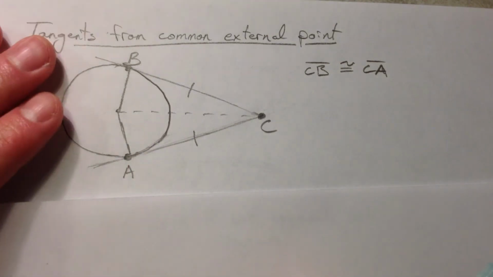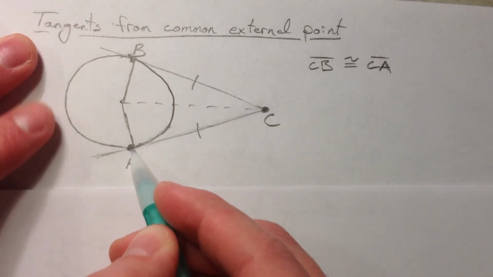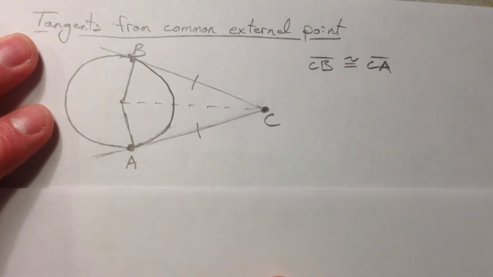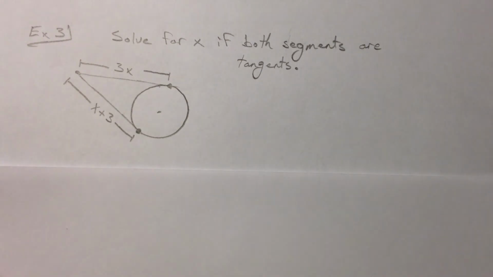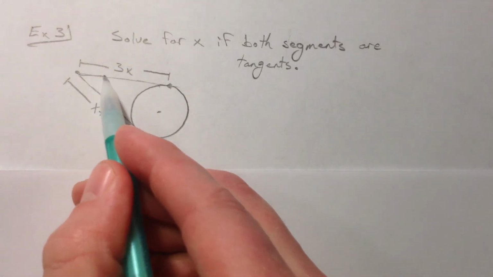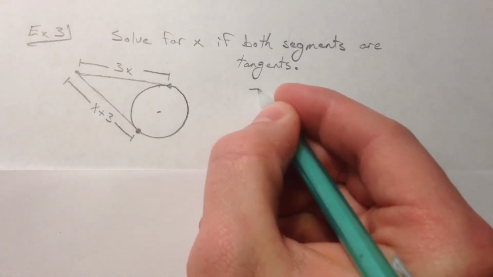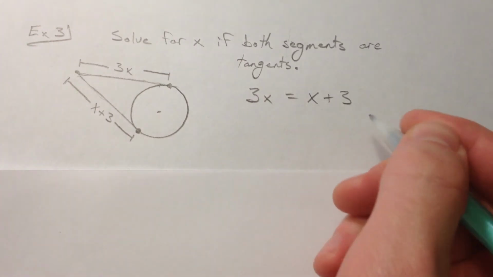But how we can use it is that this point will always be the same distance from that point and that point. And we call it a common point that the tangents have in common. So, if both of these are tangents, then I know that this is equal to this in length. So I know that 3x is equal to x plus 3. And then I can solve it.